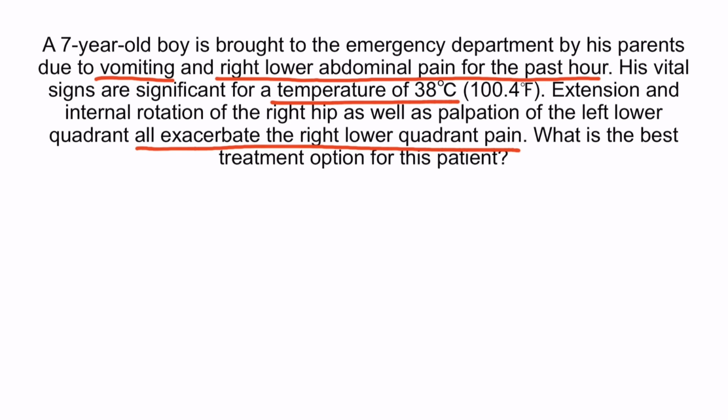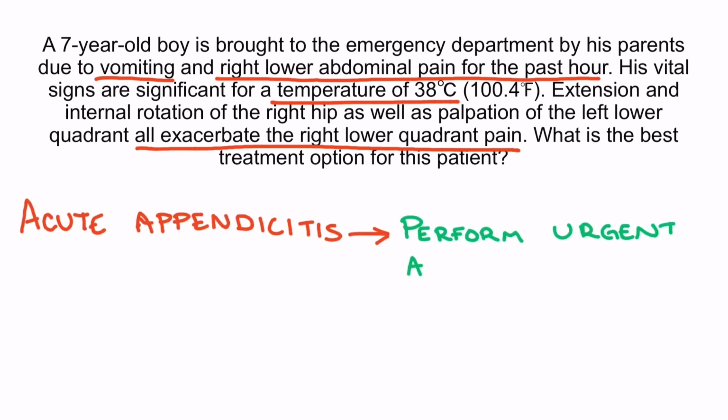On the other hand, worsening of the pain on internal rotation of the right hip is called obturator sign. Finally, if palpation in the left lower quadrant exacerbates the right lower quadrant pain, this phenomenon is known as roving sign. Positive psoas sign, obturator sign, and roving sign all suggest the diagnosis of acute appendicitis. The best treatment option for acute appendicitis is urgent appendectomy.